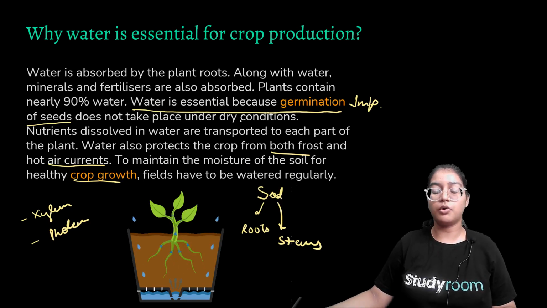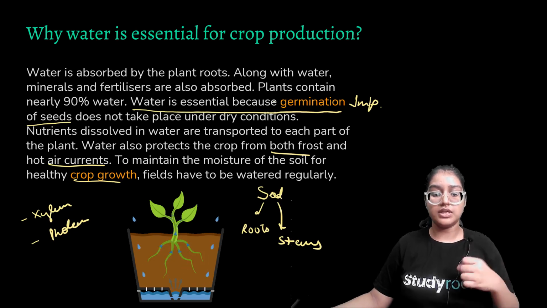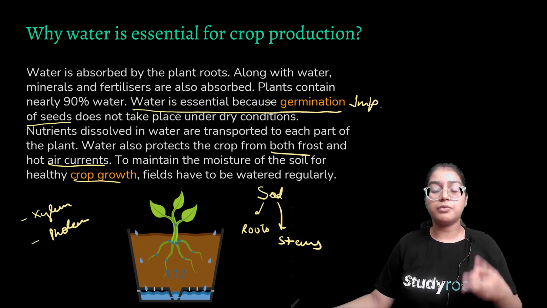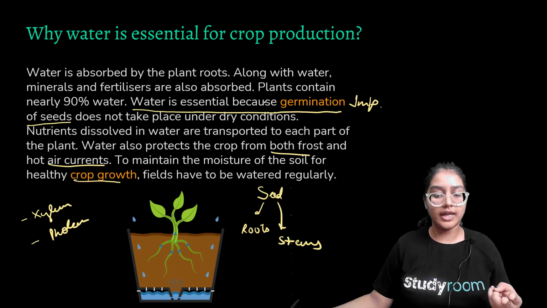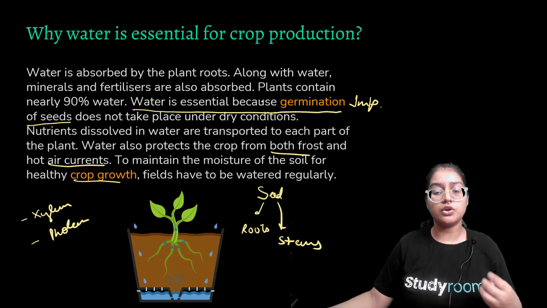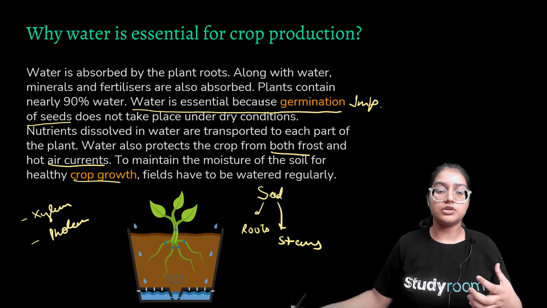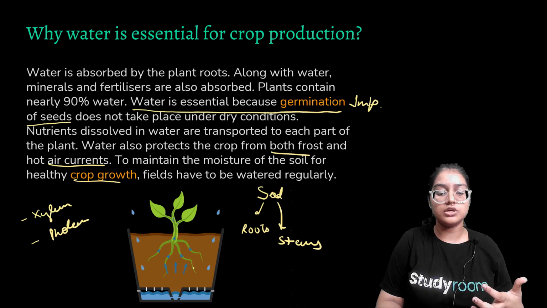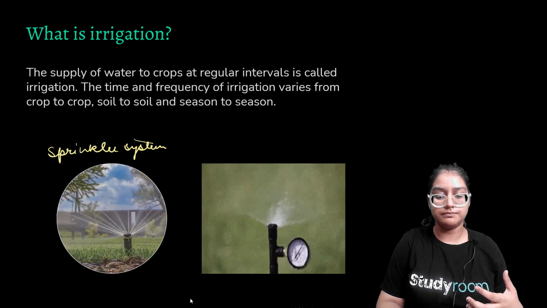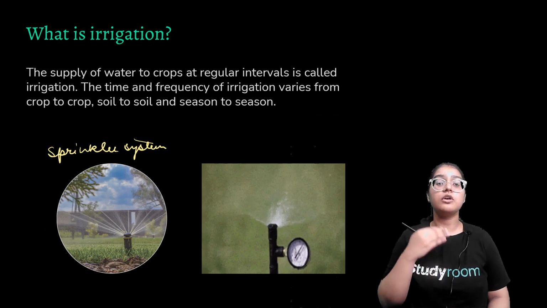So there are three importances of water. It ensures germination of seeds, which is one. Second, it protects our crop from hot air currents and drying. And third, to maintain the moisture of the soil for healthy crop growth. So these all are the functions, or the essential usage, of water in crop production. Since we have discussed the importance of water, now we'll be discussing what irrigation is.